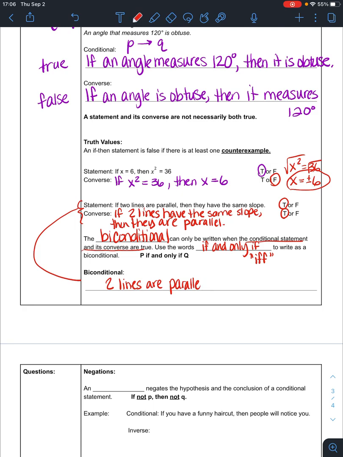Two lines are parallel. We're writing a biconditional, so you don't start with if. You state the hypothesis: two lines are parallel, and then you say if and only if. So you say hypothesis P, if and only if Q. See this statement right here? P, if and only if Q. That's where I messed up, as I started it as an if-then statement. So two lines are parallel if and only if they have the same slope.